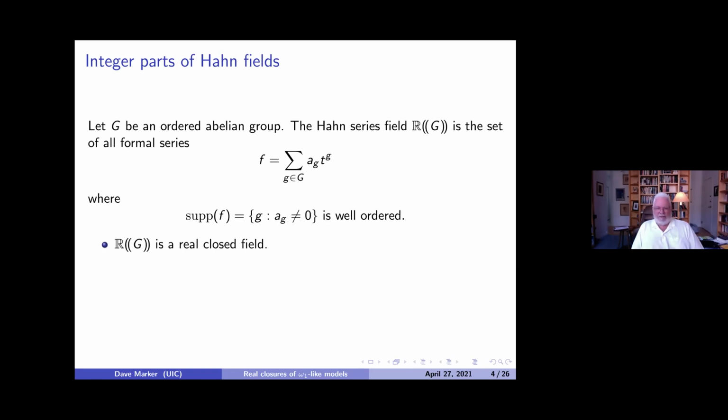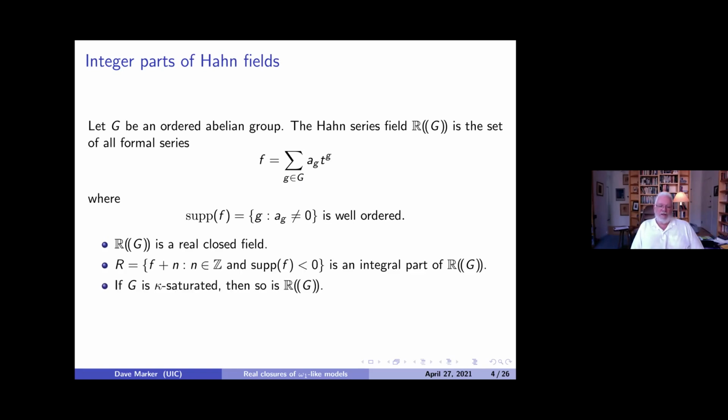If I take the coefficients from any real closed field and then I take a divisible group G, I would get a construction that's a real closed field. There's a natural integer part to this. If I look at things of the form f plus n, where n is a standard integer and the support is negative, so the negative support things are sort of pure infinite elements, then that's going to be an integer part of this. So this is a way of getting models of open induction sitting in there as integer parts of a Hahn series field.